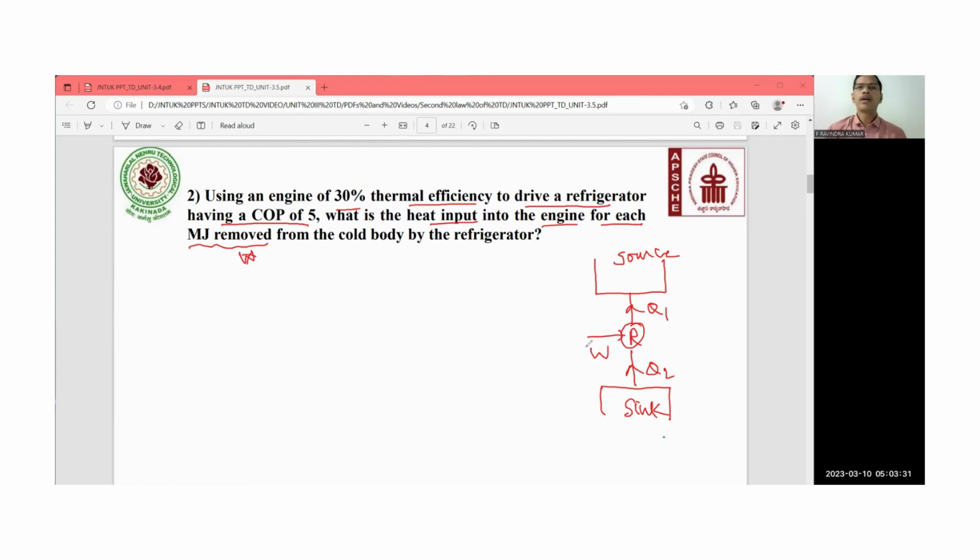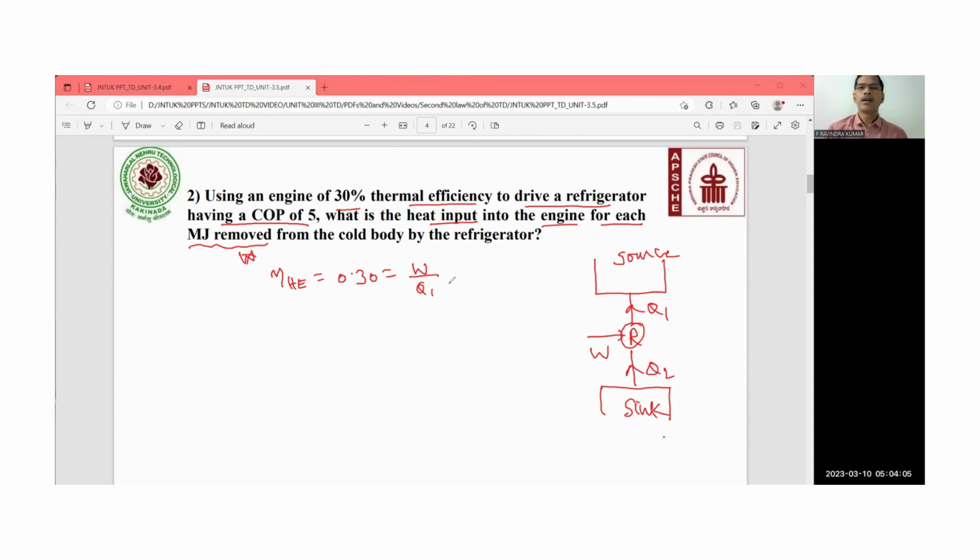Here is how you can sort it out using the engine of 30% thermal efficiency. The efficiency of a heat engine is 30%. So 0.30 is equal to W divided by Q1.